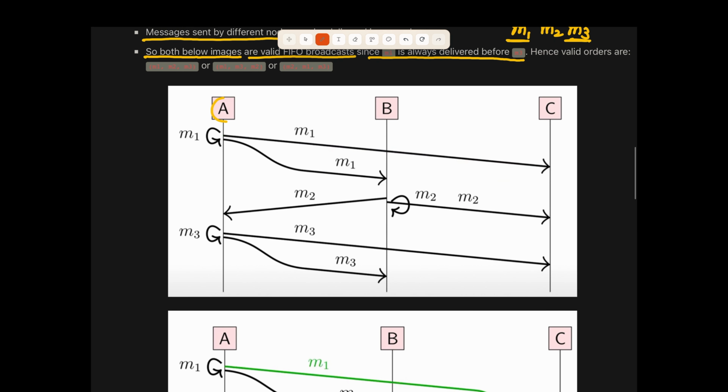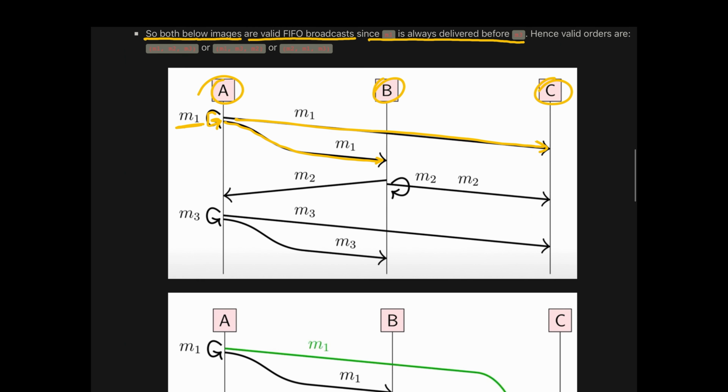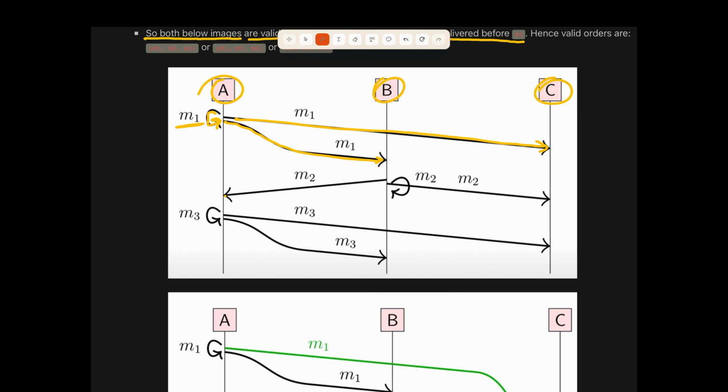So this is Amit, this is Bhavna, this is Champak. Amit is sending message 1. So it is sending to itself, then sending to B, and then sending to Champak. Then in the meanwhile, Bhavna is sending message M2 to Amit, to herself and then to Champak. Then Amit is sending message 3 to itself, to Bhavna and to Champak.